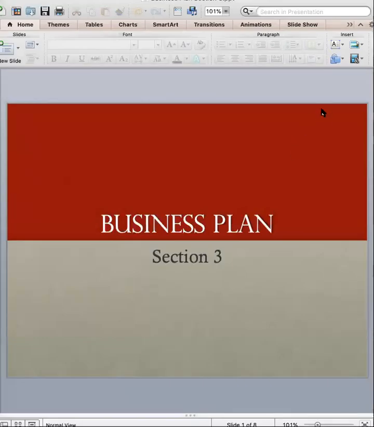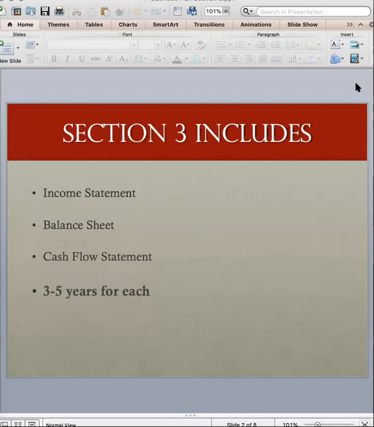This is the halfway point of the course, week 5. This week, we're going to talk about section 3 of the business plan, which includes finances. You'll be creating an income statement, balance sheet, and cash flow statement. It'll cover parts 8, 9, and 10 in the written rubric.